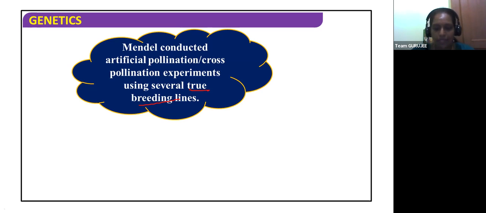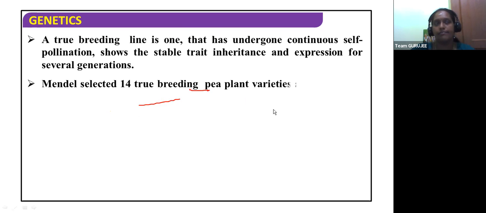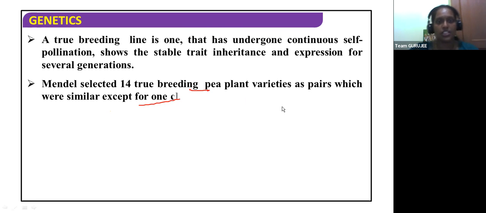So true breeding means they have gametes of the same kind. They are not crossbred. They are true breeding lines. We'll be talking about a few terminologies here. I'll just let you know before we conclude this class.